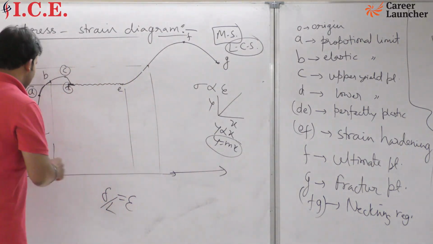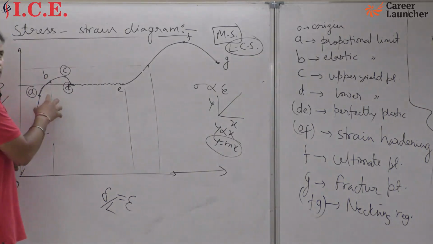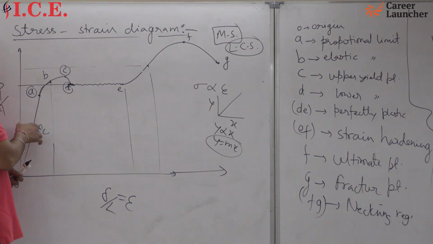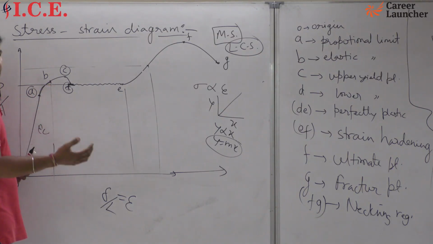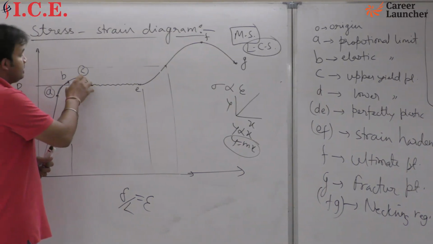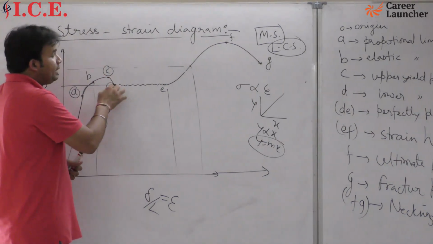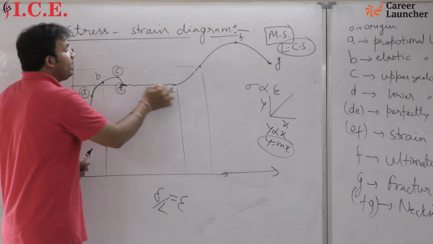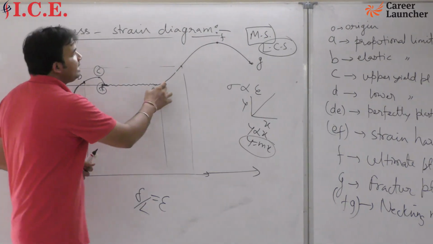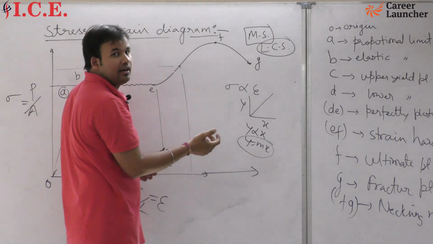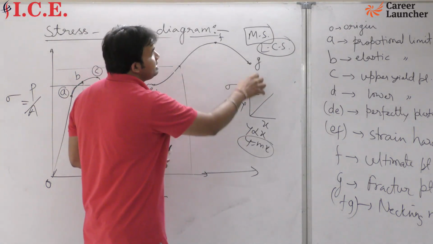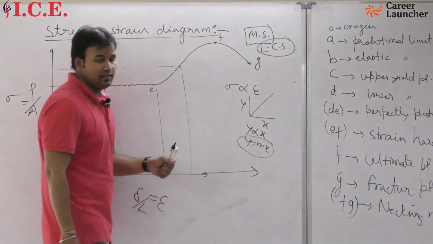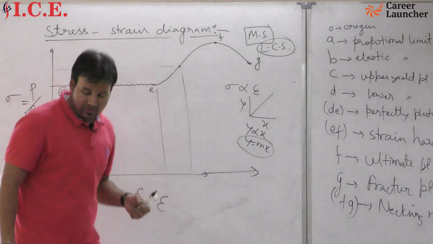So again I am repeating the same things from O to A, proportional. It means linear equation. Okay, A to B curve up to point B, that will be your elastic limit. B to C, sorry, C point, upper yield point, D point, lower yield point, D to E, perfectly plastic, E to F, strain hardening or grain refinement zone, and F to G, necking. F is your ultimate point and G will be your fracture point. Okay, so just note down all these things.